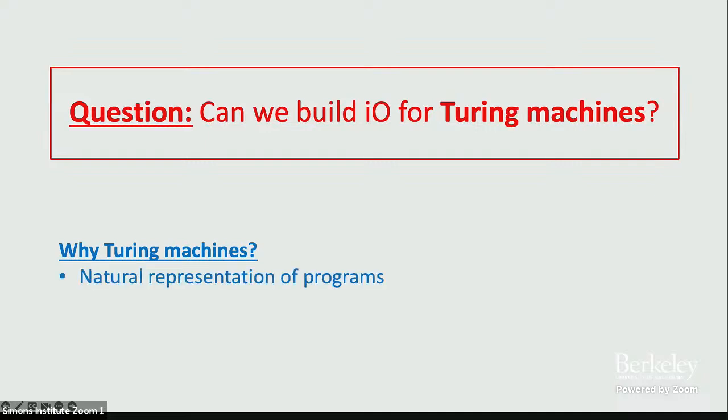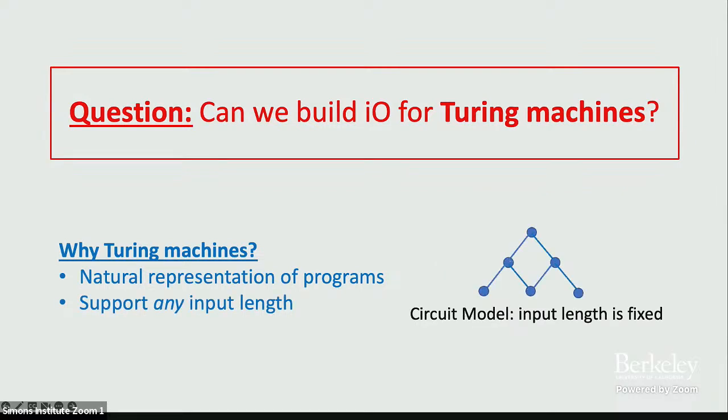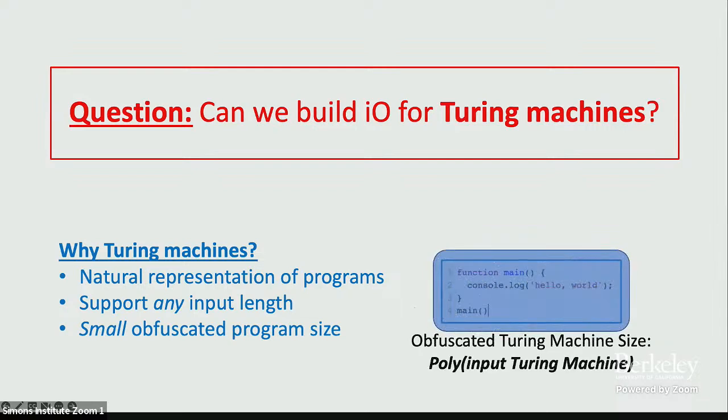The first reason is that a Turing machine is a natural representation for computer programs. For example, when we write a program in some high-level programming language, the source code we wrote can indeed be viewed as a Turing machine, because we are not specifying how the gates and wires are connected in a circuit. The second and most important reason is that a Turing machine can support any unbounded input length. This is very different from the circuit model, because a circuit can only support a fixed-length input. This leads to the third point.